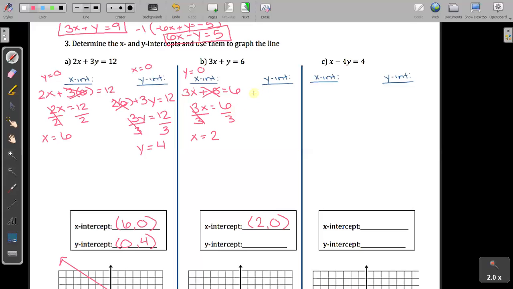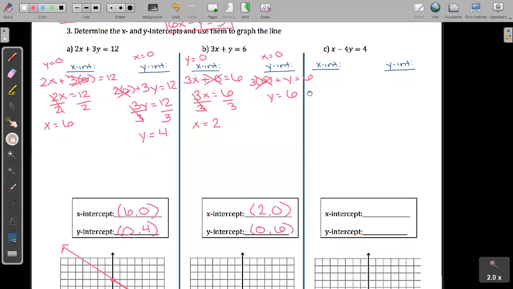Do the same thing for the y-intercept, but now for x, we're going to substitute 0. So we'll have 3 times 0 plus y equals 6. 3 times 0 is 0, so it cancels out. We are left with y equals 6. So this one was an easier math problem. So our x, we substituted in with 0, so it's (0, 6).